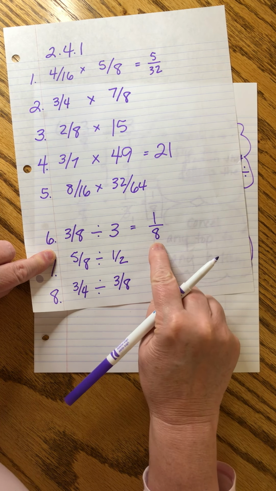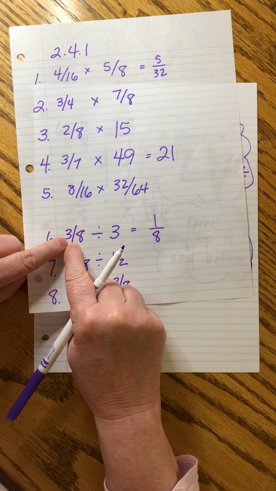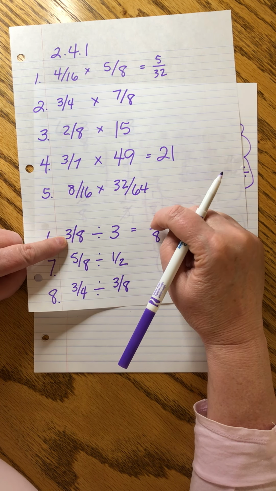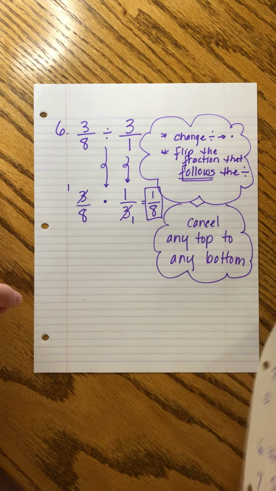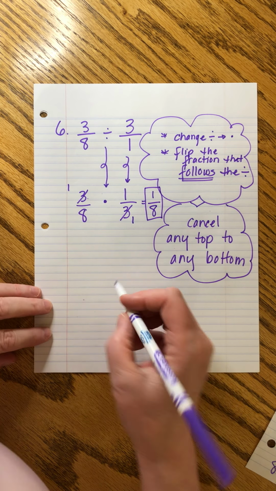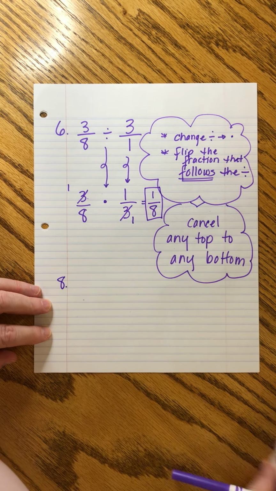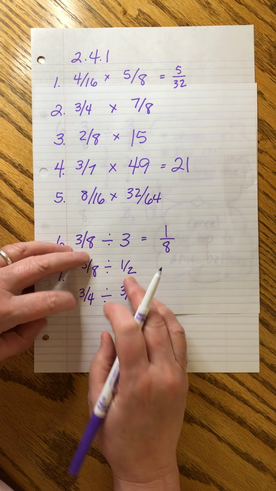Notice that the form of my answers does not look like these because I don't believe in these diagonal slashies. You can write it that way if you want to, but I will always stick to this because it's so much clearer what the presentation is. Okay, and then let's just do one more. Let's do number 8. Here's number 8. It's 3/4 divided by 3/8.